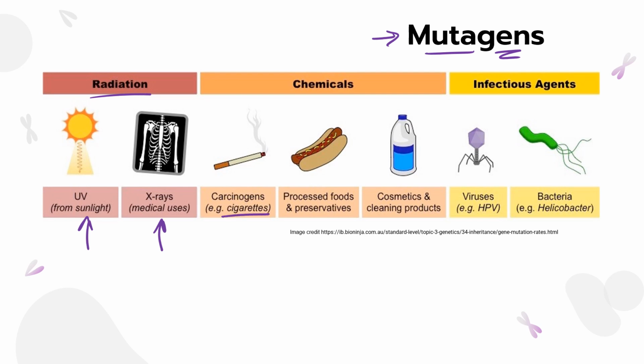Carcinogens in things like cigarettes. So carcinogens are chemicals that can lead to cancers. All the junk that's in cigarettes, it's so bad for us. And so are e-cigarettes, my friends. Vaping is bad for you. Don't do it. Lots of junk in our food, some processed foods, some preservatives in our foods, cosmetics, and cleaning products might also lead to some mutations.